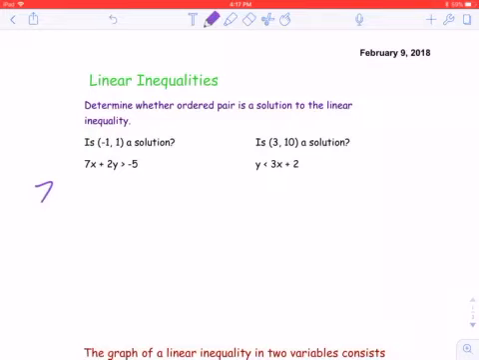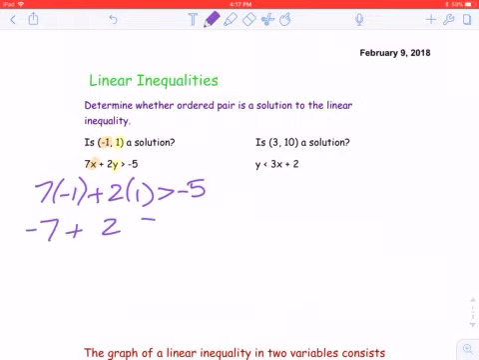So I'm going to take 7 times my x value plus 2 times my y value and see, is that greater than -5? I'm finding this is an xy ordered pair, so I'm doing some substitution here into the inequality. Order of operations tells me I have to do multiplication first, then the addition. -7 plus 2 is -5. So I'm seeing, is -5 greater than -5? This is not a true inequality.